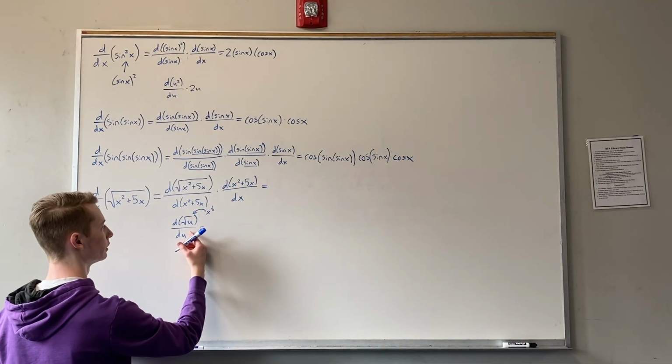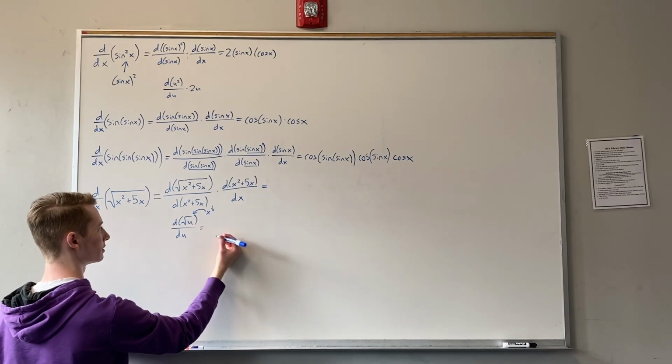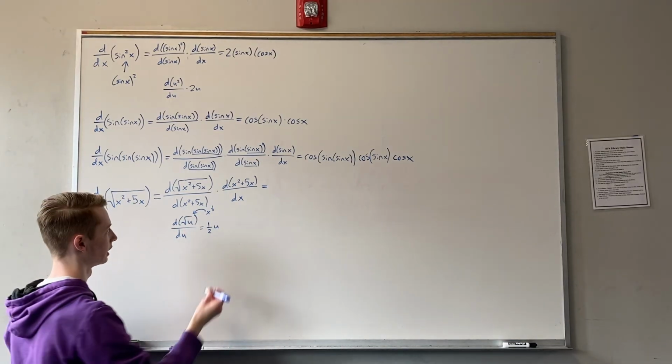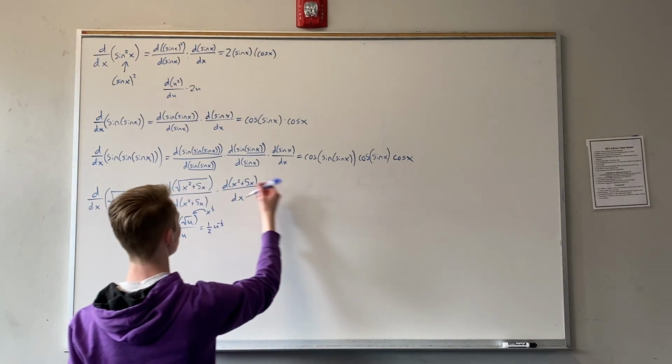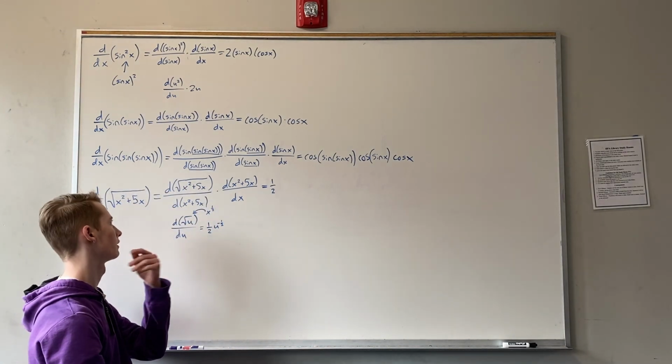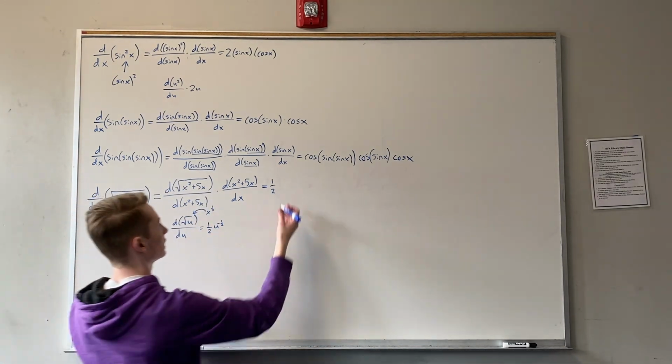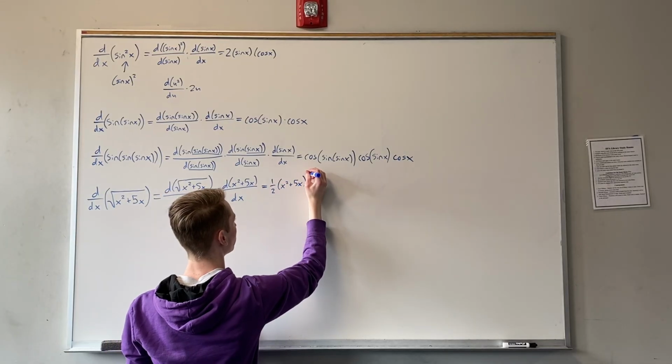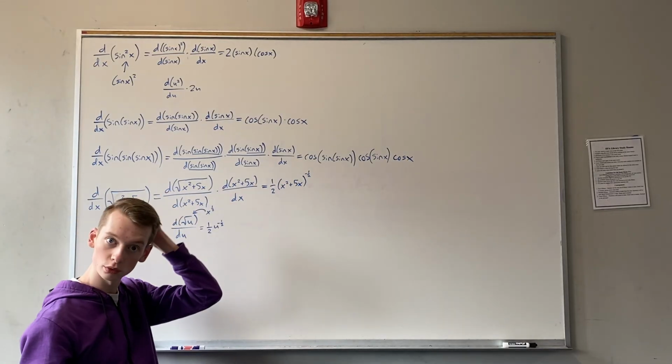So square root of u, x to the 1/2. 1/2 comes out in front, and then subtract 1 from the exponent, so negative 1/2. So here, that's 1/2 times whatever is on the inside, because we're differentiating with respect to the inside. So 1/2 times the inside, which is x squared plus 5x, to the negative 1/2. And then here, derivative of x squared plus 5x.